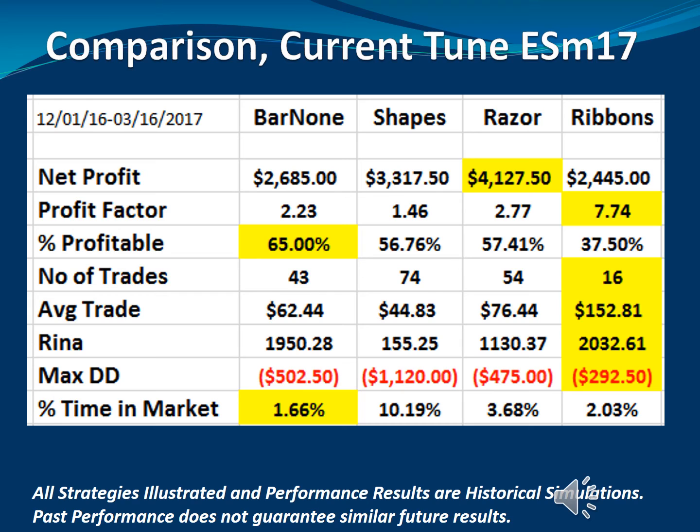The worst by far is Shapes at $11.20, and that makes sense because the other three systems are basically trading with the trend, and Shapes is trading against the trend. So you're going to have more drawdown if you have a trending market. Percent of time in the market, the best one was really bar none. It's only in the market 1.66% of the time. The worst one is Shapes. It's in the market 10% of the time. The more you're in the market, the more vulnerable you are.